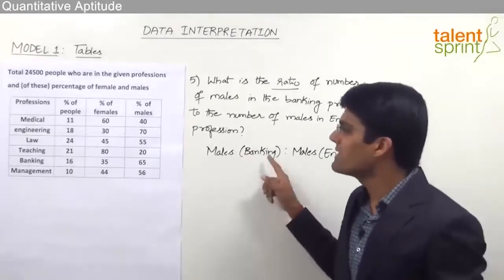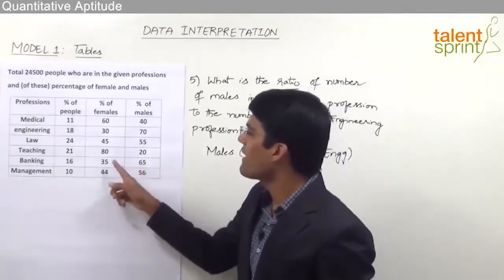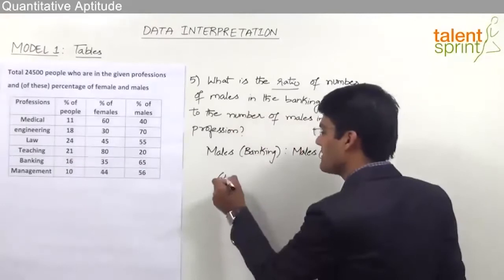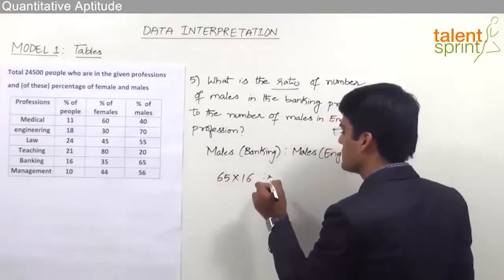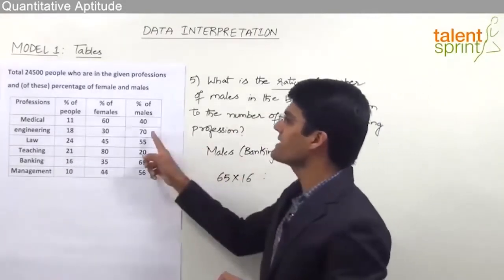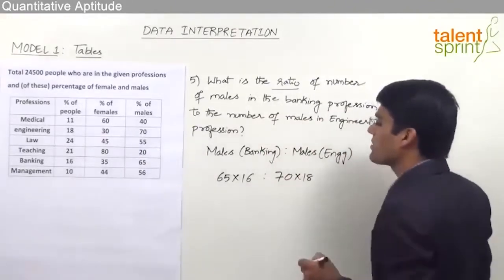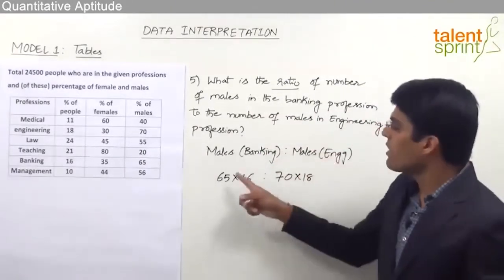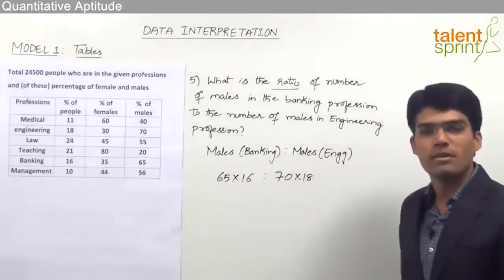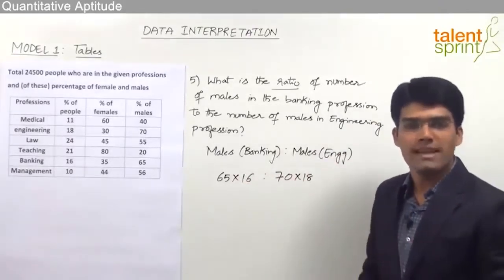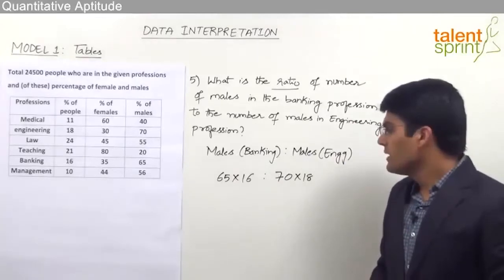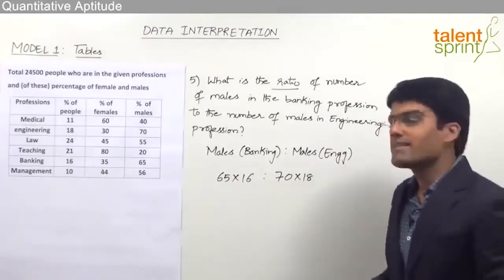So males in banking can be directly taken as 65 into 16. So this is 65 into 16 is to males in engineering can be taken as 70 into 18. This is 70 into 18. We are not taking 24,500 or percentages for each of these values. Why? Because it is anyway common on both the sides and gets cancelled. Now by simplifying this, we get the required answer.